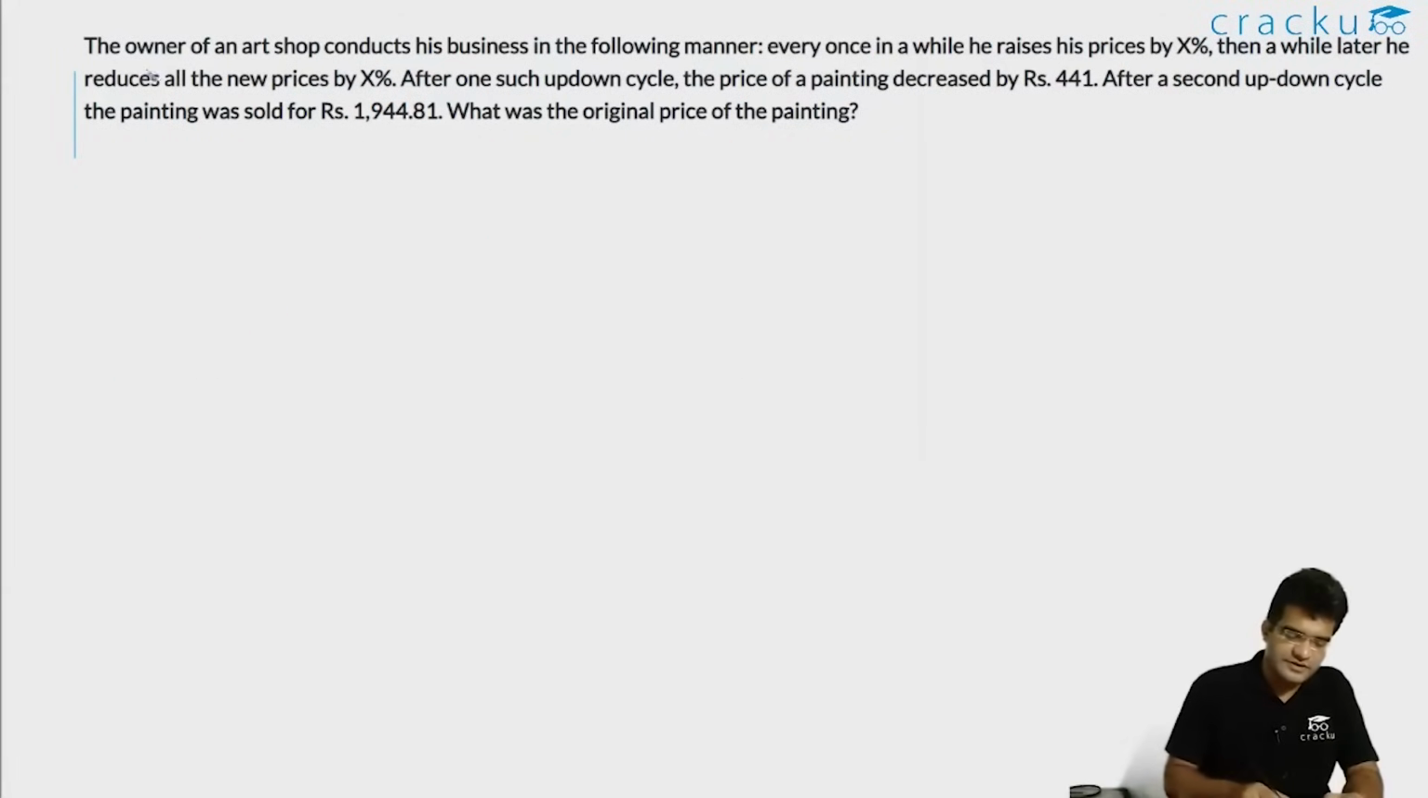In this question, we are told that there is an owner of an art shop and he has a painting and he sells the painting. But before he sells the painting, he initially hikes up the price by X% and then he gives a discount of the same X% and then he sells.